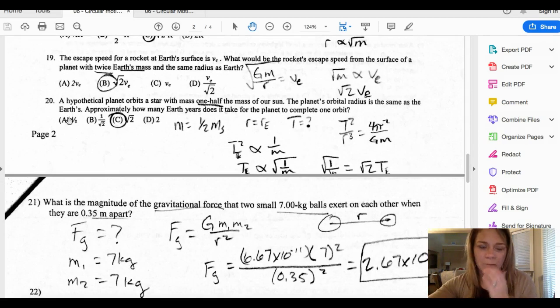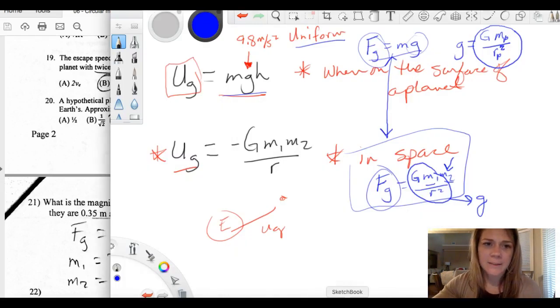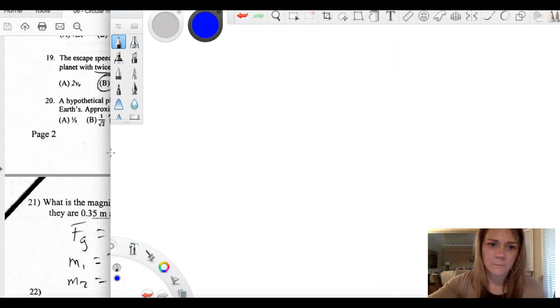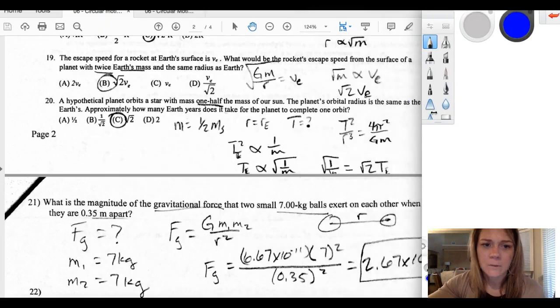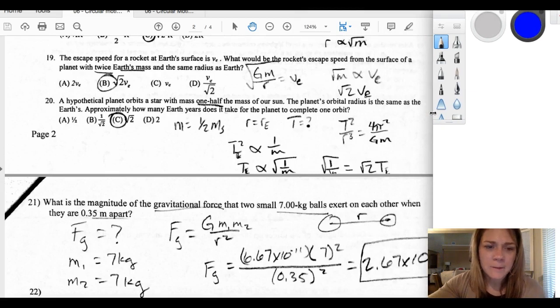Okay, see if I can pull this over. Okay, a hypothetical planet orbits a star with the mass one half the mass of our sun. The planet's orbital radius is the same as the Earth's. Approximately how many Earth years does it take for the planet to complete one orbit?